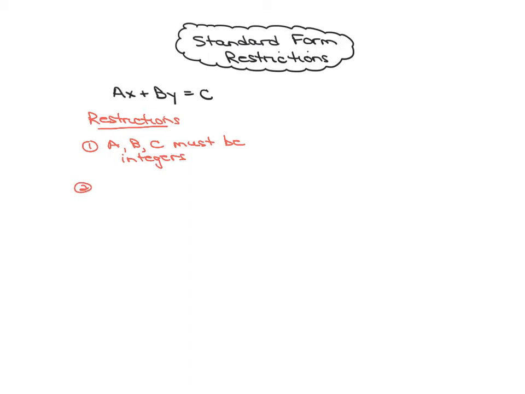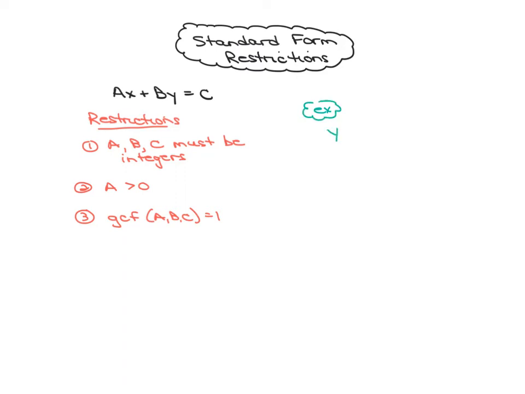Second restriction is that A must be greater than 0. So this means that A cannot be a negative number. The third restriction is that the GCF, the greatest common factor of A, B, and C, must be 1. This means that A, B, and C have no factors in common, that they are relatively prime. Let's look at an example and see how we can deal with each of these restrictions.